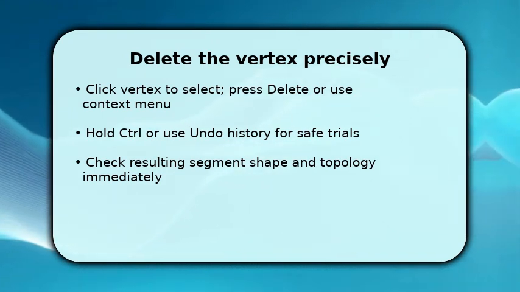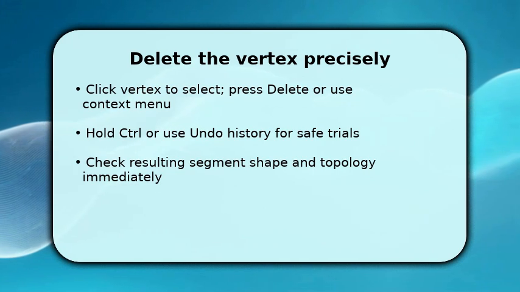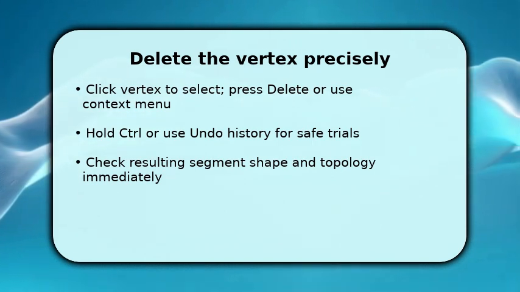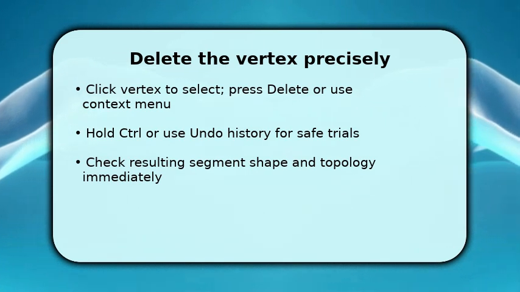This merges adjacent segments automatically in most geometries. If you must preserve attributes or complex topology, hold Ctrl while selecting multiple vertices or use the Undo history to test changes. Once deleted, pan and inspect the segment shape and connected features. This confirms the deletion didn't create overlaps or invalid geometry that could break downstream analysis.